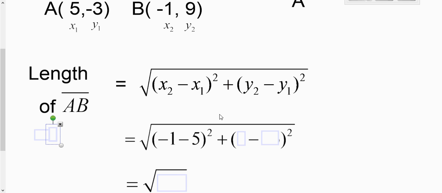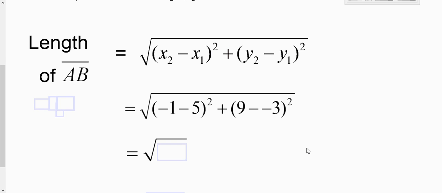Then the plus sign comes next, parentheses, now the y's. We're going to subtract the y's. y2, which is 9, minus y1, which is -3. So here we have a minus and -3. And then close parentheses to the second power.